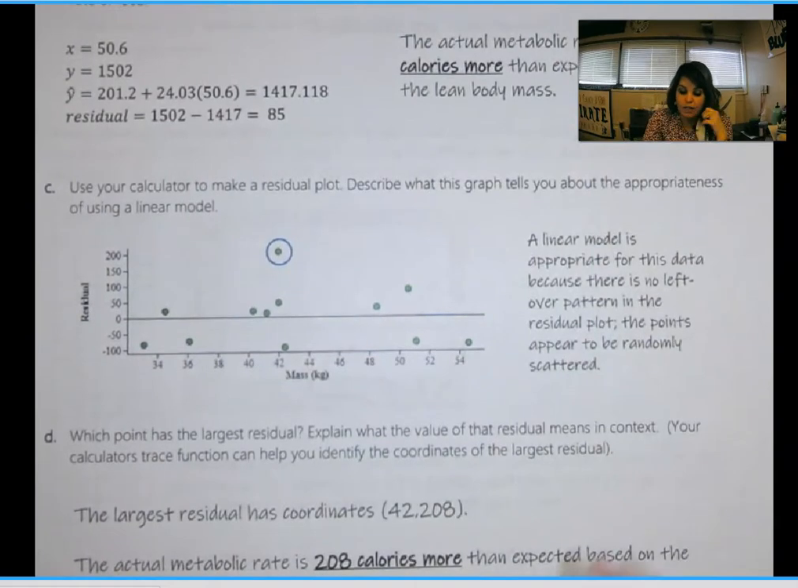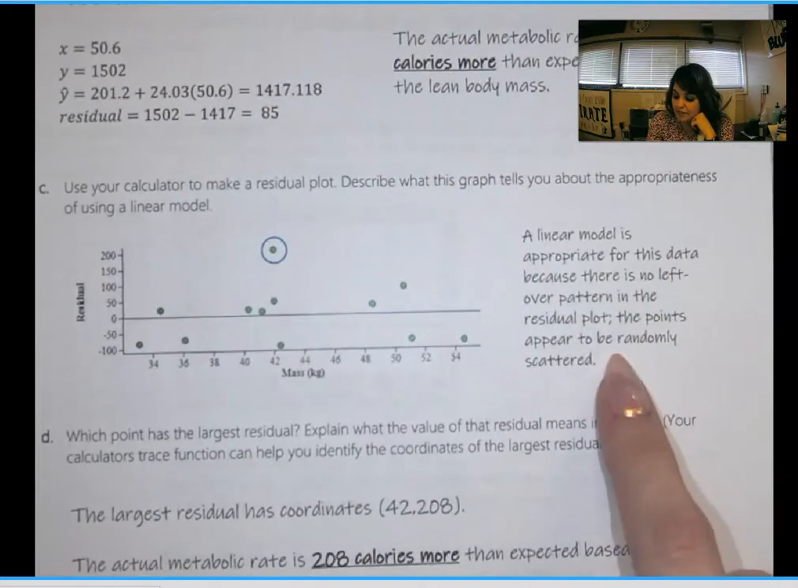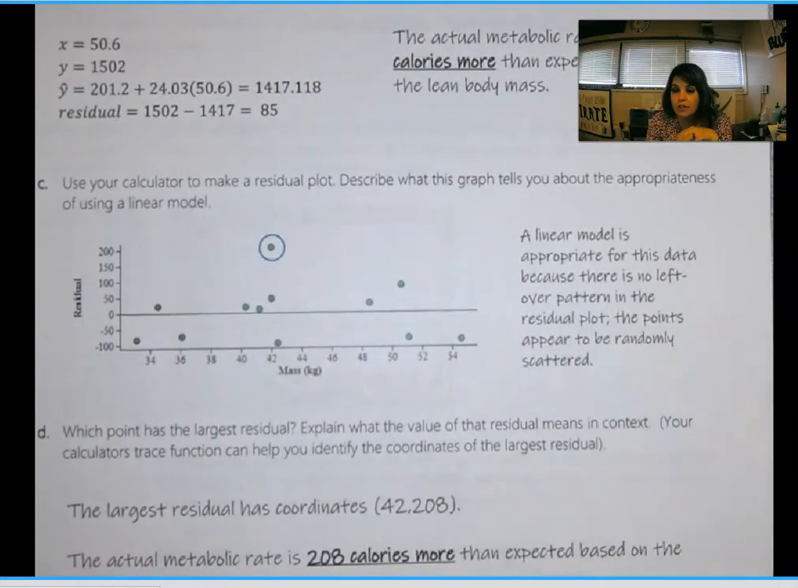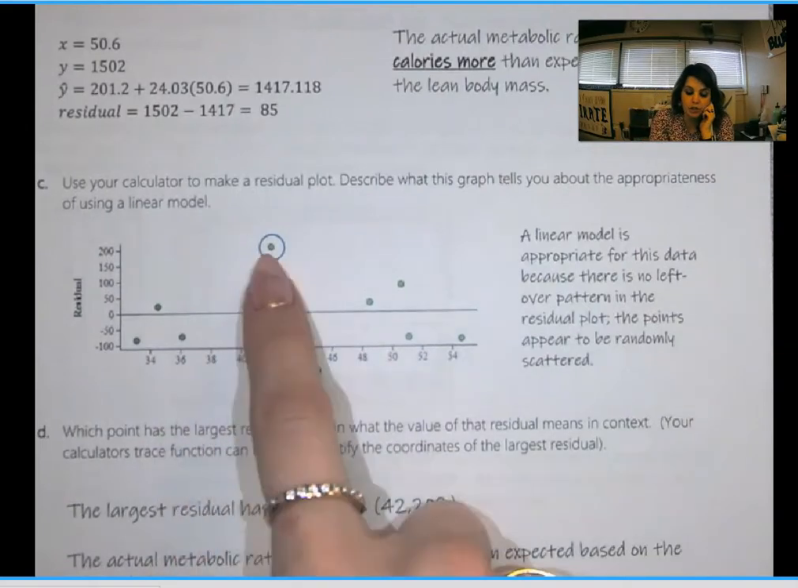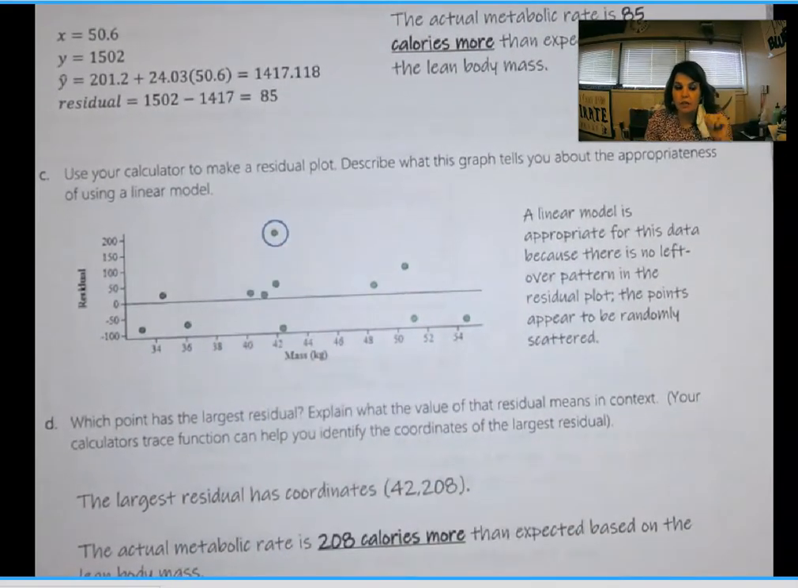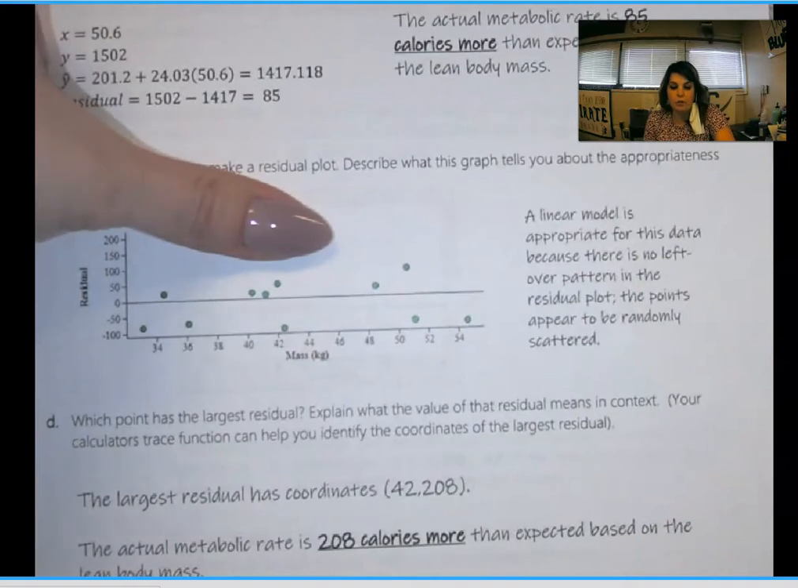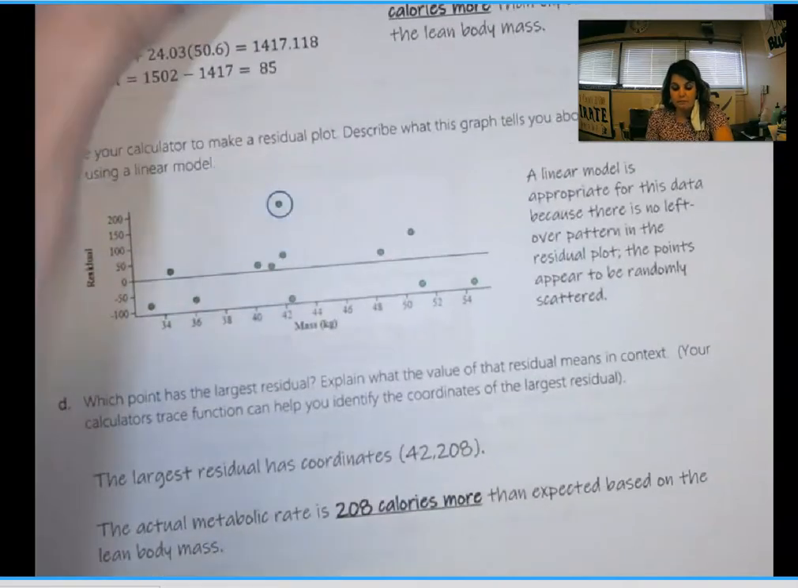So you don't need to say both of these. You don't need to say there's no leftover pattern and then say that it's randomly scattered because they're both the same thing. But I thought that my response sounded better and more knowledgeable by writing it that way. You don't have to exclude this point to decide. It just was easier for me to ignore it when I was deciding, is that random scatter or not random scatter.